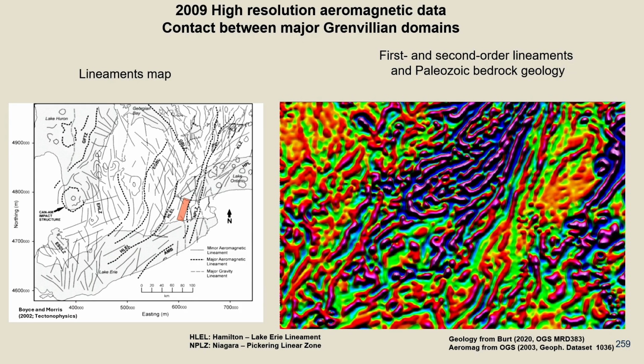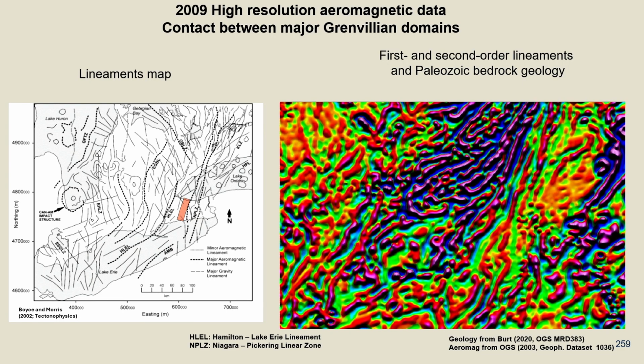The Niagara Peninsula is a very interesting area because it is the junction of many Grenvillian domains that are juxtaposed in this area. This results in the presence of a large number of faults and compressive structures in the Precambrian basement. On the slide to the left, you see in the orange rectangle the location of the anomalous domain with respect to these lineaments that have been mapped over the years.